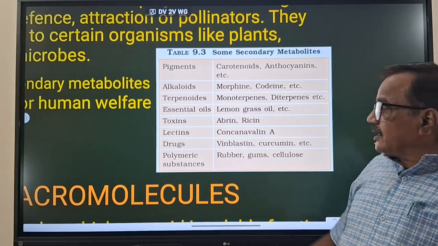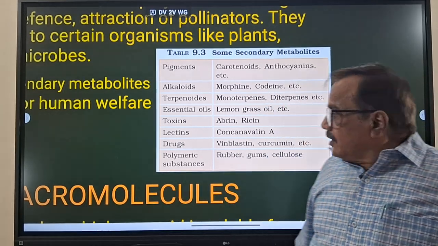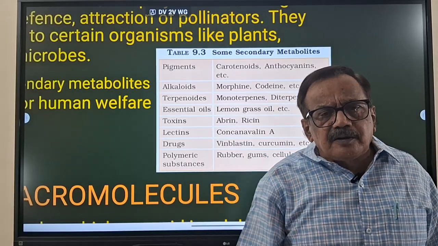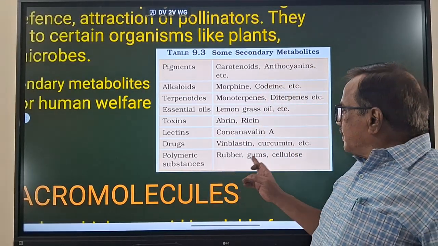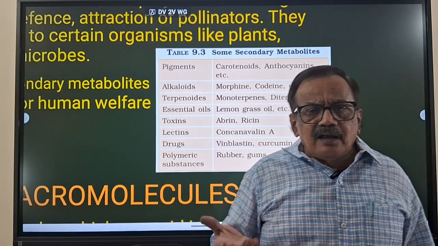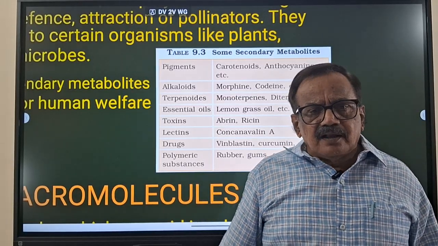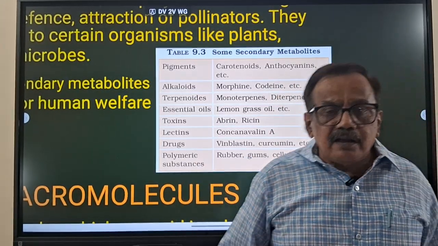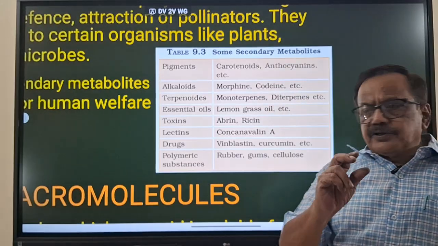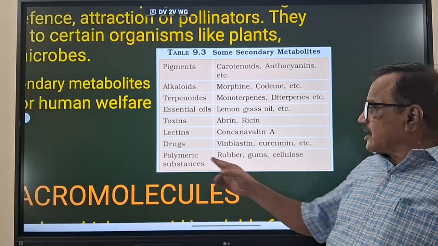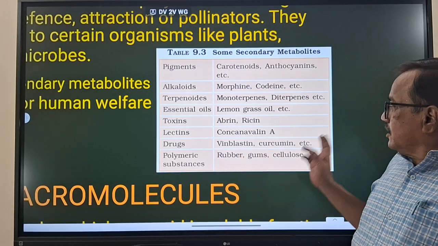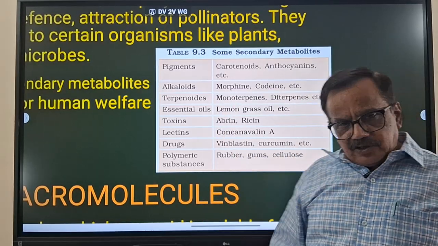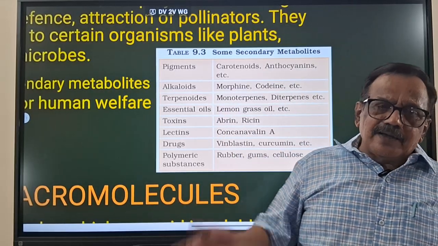And next will be the polymeric substances. What is a polymeric substance? Polymeric means polymers made up of monomers. Rubber, gums, cellulose. Cellulose is made up of glucose monomers. All these are polymeric substances, made up of monomers, small units present in chain formation. Such polymeric substances, rubber, gums, and all these things you have to learn by heart, no doubt. All the questions came from this only, and I am expecting questions from that one.